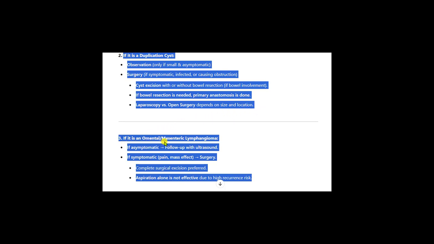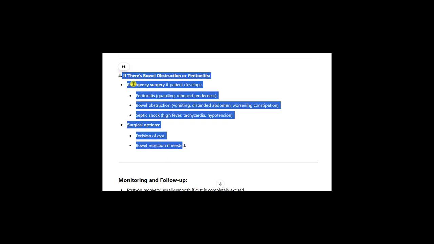3. If it is an omental/mesenteric lymphangioma, if asymptomatic, follow up with ultrasound. If symptomatic, pain, mass effect, surgery. Complete surgical excision preferred. Aspiration alone is not effective due to high recurrence risk. If there's bowel obstruction or peritonitis, emergency surgery if patient develops peritonitis, guarding, rebound tenderness. Bowel obstruction, vomiting, distended abdomen, worsening constipation. Septic shock, high fever, tachycardia, hypotension.